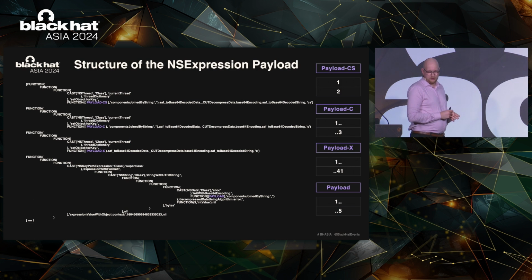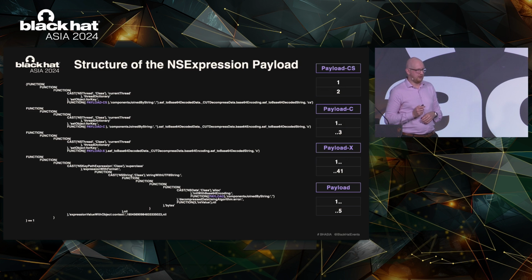If we're looking at the structure of this payload, and I'm a bit sorry because this is so small, but it's going to get better. What we can see here is we have a couple of casts to NSThread and the NSThread class. Then we have a couple of references to a dictionary where different parts of payloads are going to be stored, and I'm calling those payload CS, payload C, and payload X because they are stored in the keys for the dictionaries X, C, and CS. And at the very bottom, we have a larger payload, which is the one that is executed first.